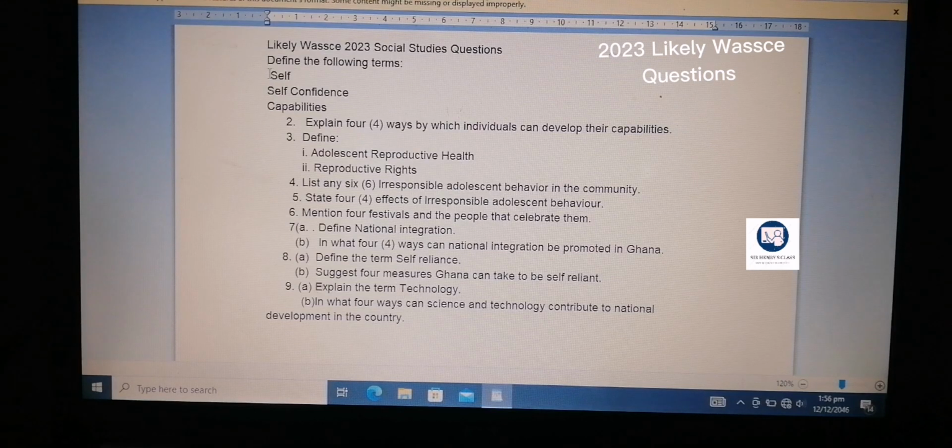And let's go to self-confidence. So the second one says we should define self-confidence. So what is self-confidence? As the word goes, confidence. Self-confidence is the trust that an individual has in himself or herself, which makes him or her capable of doing things very well.